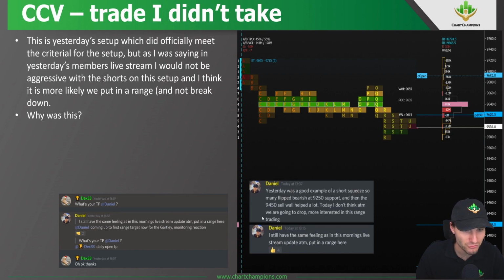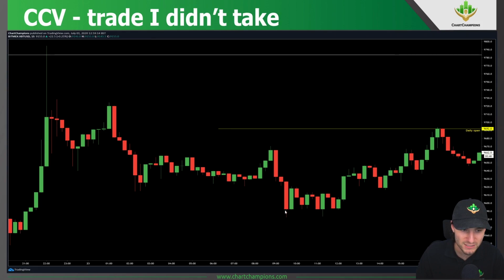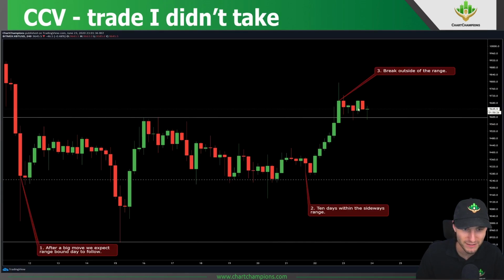Okay, you can see how this traded out. Price got those bullish CVD divergences, made its way back up, took out the last high, and hit daily open. It did in the end reject all the way back down to where we're sitting right now, 9,260.